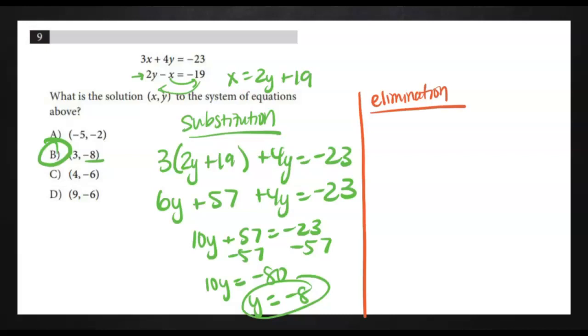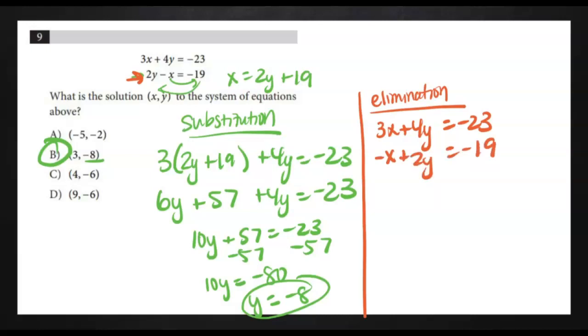So with elimination, remember that you're trying to eliminate or get rid of one of the variables. And remember, the coefficients need to have opposite signs on them. Let's say I want to change the second equation again. I'm going to keep my 3x plus 4y equals negative 23. If I want to change my second equation, let's line up my variables first.